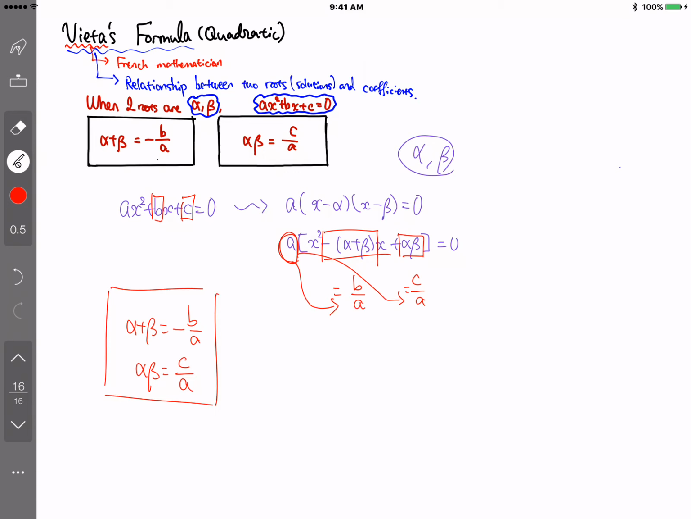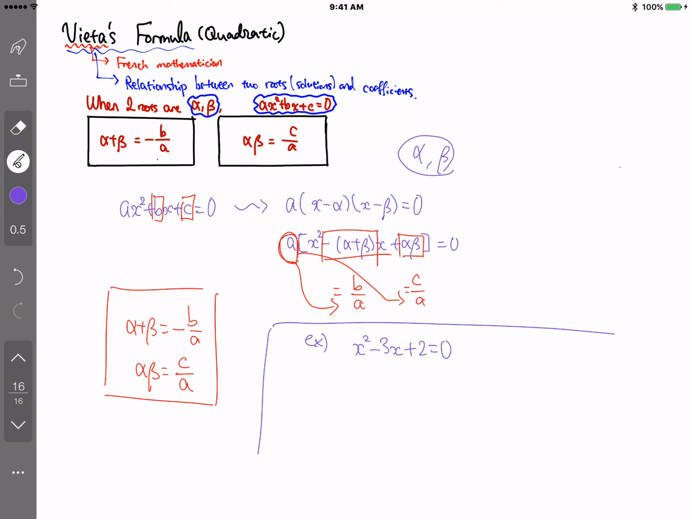And yeah, that's the formula. Let's take a look at some examples. For example, our quadratic equation, let me just take an example using different colors. Let's say it's x squared minus 3x plus 2 equals 0. So this is the example.